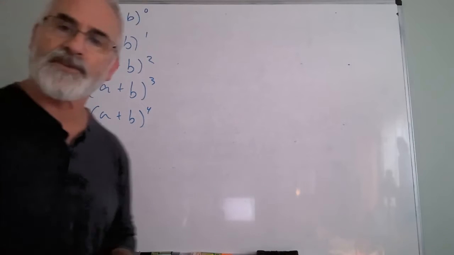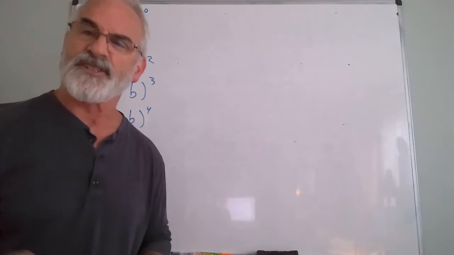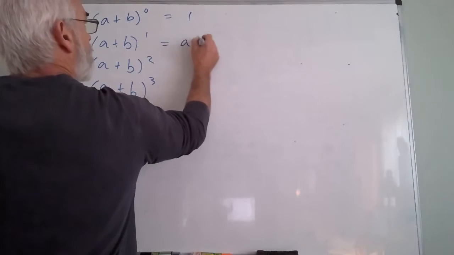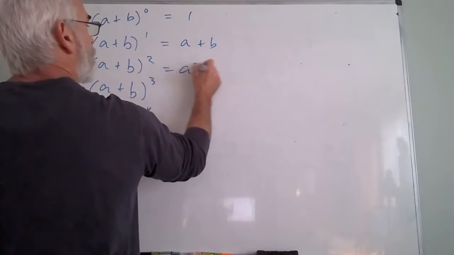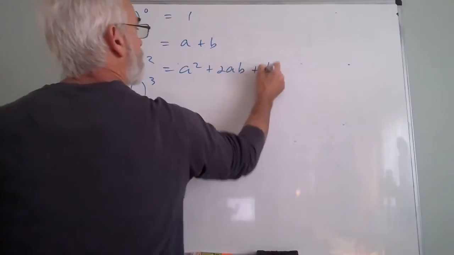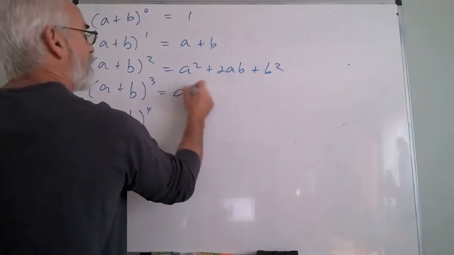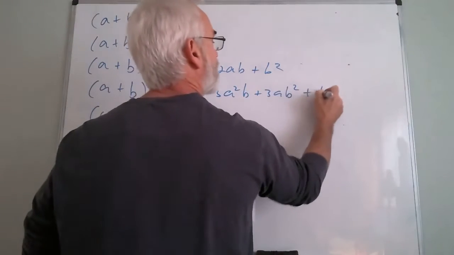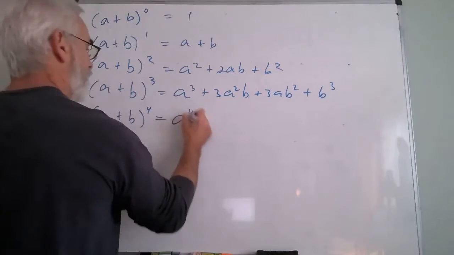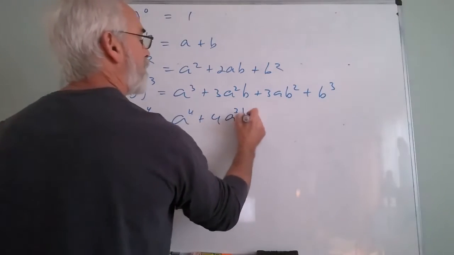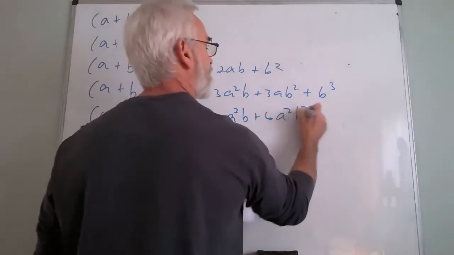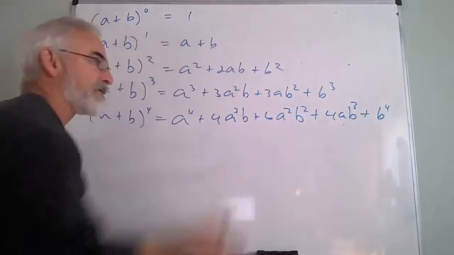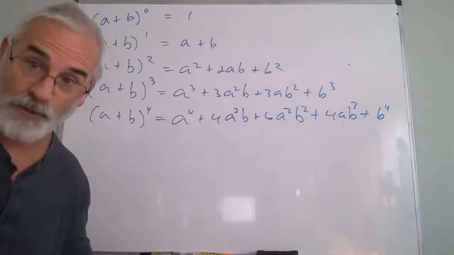You, in a pre-calculus and hopefully in an intermediate algebra class, you did stuff like this. So you said, well, this is 1. This is a plus b. This is a squared plus 2ab plus b squared. This is a cubed plus 3a squared b plus 3ab squared plus b cubed. I'll just go this far. And then 4a cubed b plus 6a squared b squared plus 4ab cubed plus b to the fourth. This goes on forever. It's called the binomial expansion.